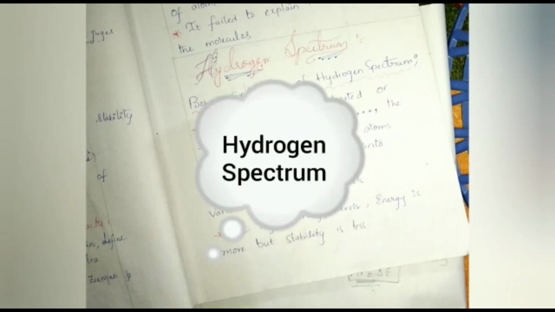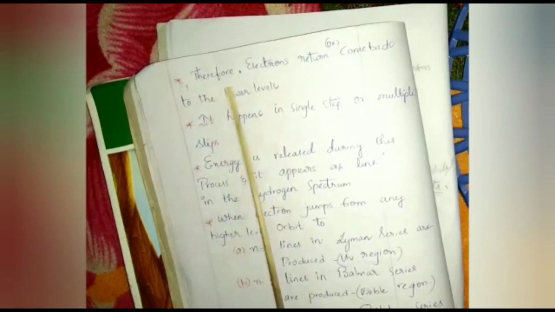Niels Bohr also explained the hydrogen spectrum. When hydrogen gas is heated or subjected to electric discharge, the electrons in various hydrogen atoms absorb various amounts of energies and jump into various higher energy levels. In higher energy levels, energy is more but stability is less. Completing all the points, I will try to explain on the paper. So next, let us go to another point.